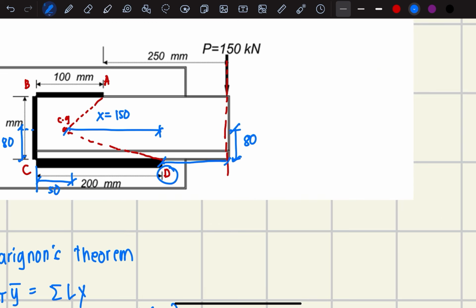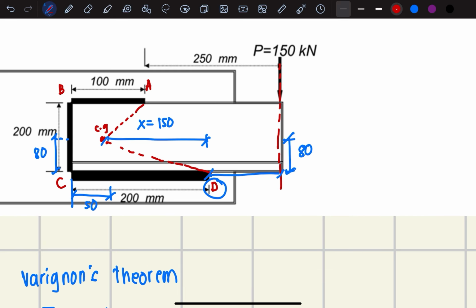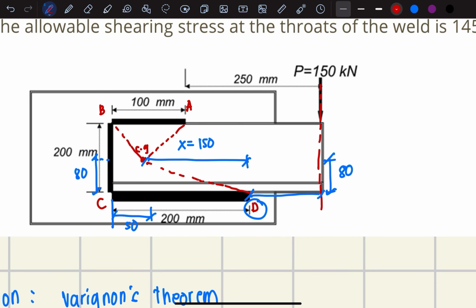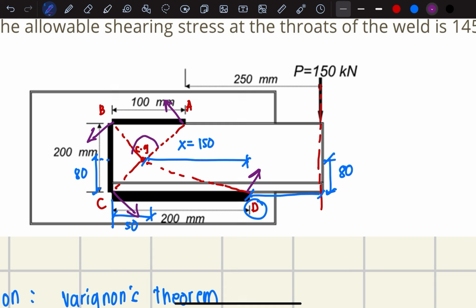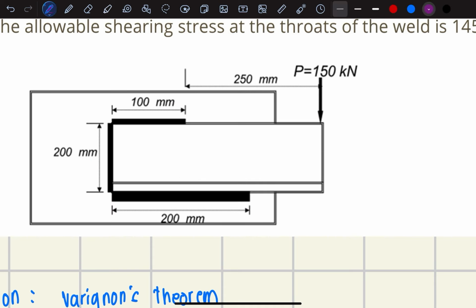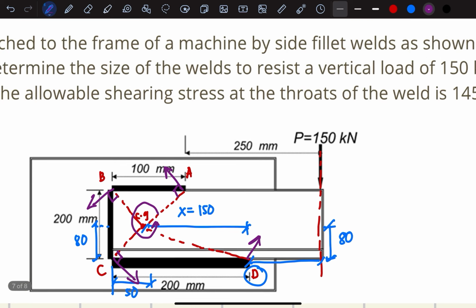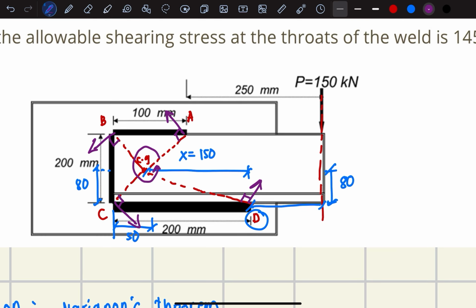So, ano yung magiging itsura ng torsional forces dito? So, ganito yan. Nasa edges siya. So, pa-counterclockwise yung direction para ma-resist yung clockwise moment ng eccentric load.